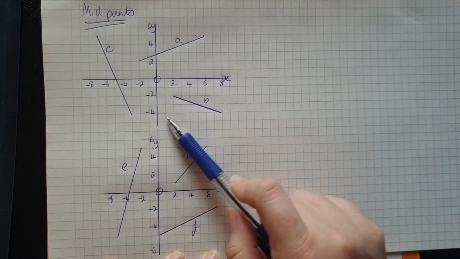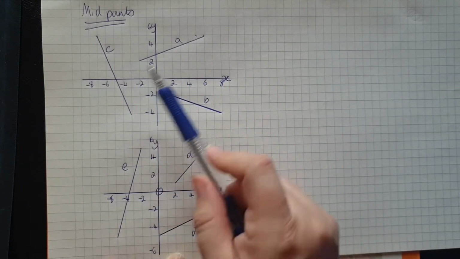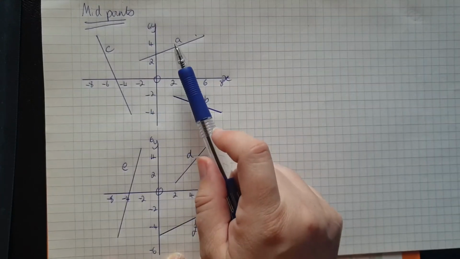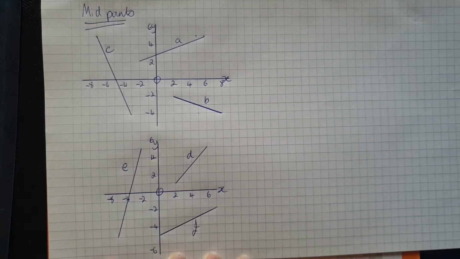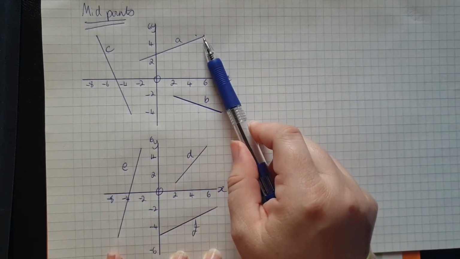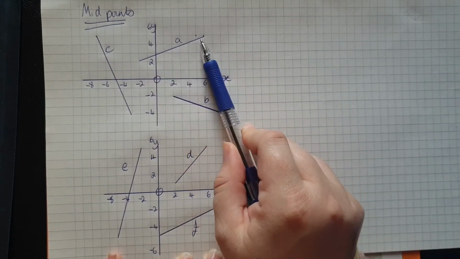is again a Cartesian grid, and on here I've drawn three lines, A, B and C. Now what we want to do is find the midpoint of these lines, i.e. the point that's in the middle. Now with these midpoints, sometimes they will not be whole number answers, and you've got to expect that at the level of mathematics you're doing now.